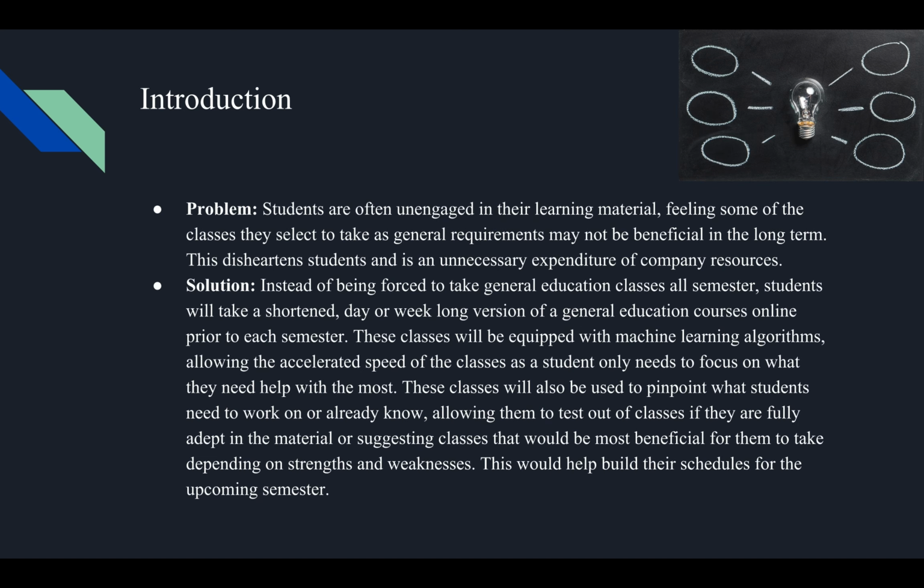Now I'm going to talk a little bit about what we want to do with machine learning. So our goal is to basically improve university scheduling systems, and we find the problem is that students are often unengaged in the material that they're learning, especially in general education courses. They usually feel like some of those may not be beneficial to them in the long term or possibly apply quite as well to their major. And this can dishearten students, and it's also an unnecessary expenditure of university resources.